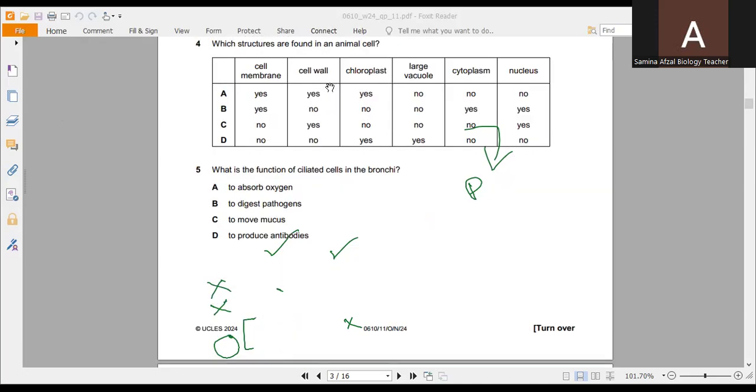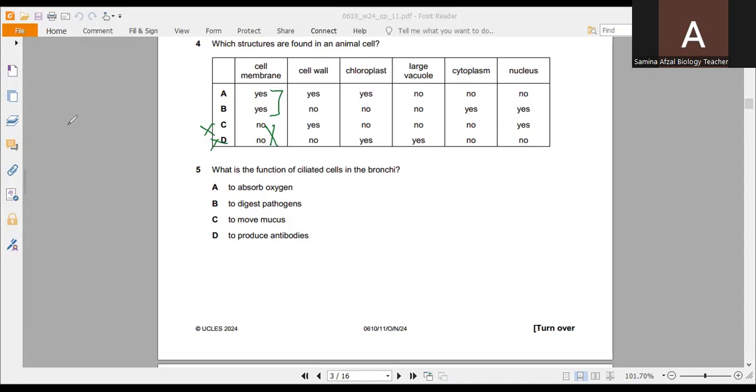And question number 4 is, which structures are found in an animal cell? Cell membrane, yes, it is present. So A and B can be the correct options, because in C and D they have said no. Cell membrane is present both in animals and plants. So C and D are not the correct options, and we have to choose the correct one from A and B.